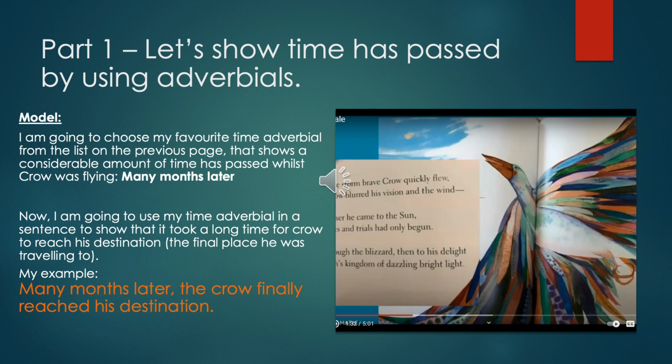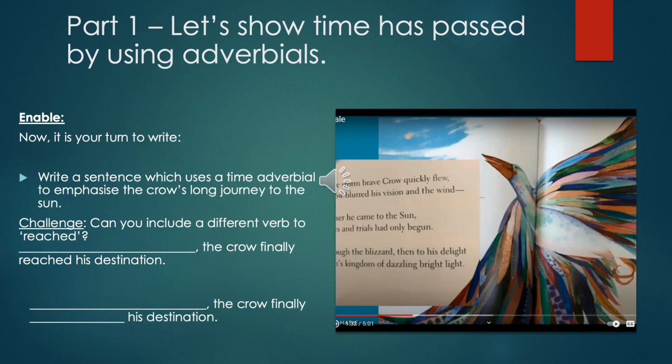Many months later. Now I am going to use my time adverbial in a sentence to show that it took a long time for Crow to reach his destination, the final place he was travelling to. My example is, many months later, the crow finally reached his destination. Enable. Now it's your turn to write. Write a sentence which uses a time adverbial to emphasise the crow's long journey to the sun. Challenge. Can you include a different verb to reached?